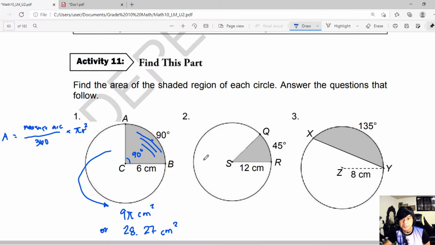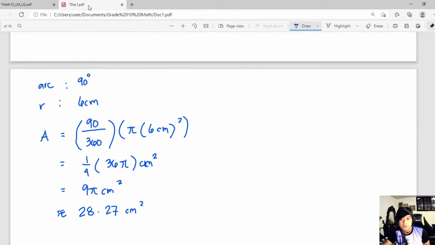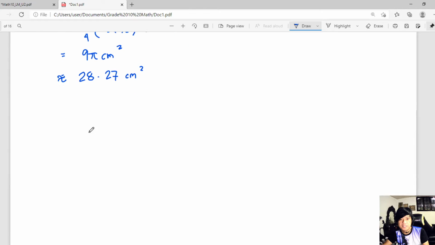Okay, so let's proceed with number 2. For number 2, the same also. The given here is our arc is 45 and the radius is 12. So we're going to find the area of this sector, the shaded portion. So the given is arc is 45, and our radius is 12.